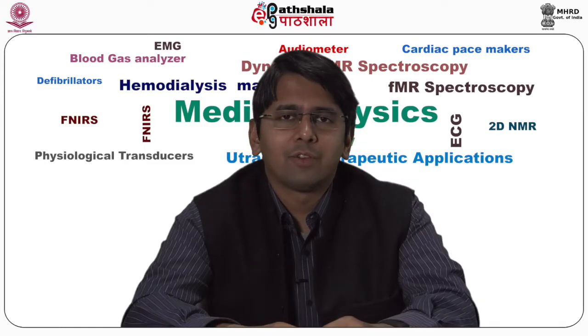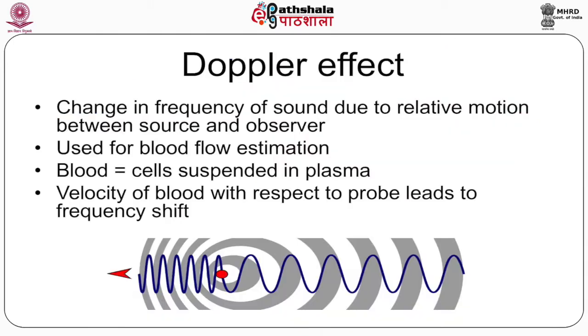Then another important physical property is Doppler effect. Now, let us revise Doppler effect from our class 10th physics. We know that Doppler effect is the change in frequency of sound that is observed by an observer due to relative motion between the source and the observer. Doppler effect is used in ultrasound setting for estimating blood flow.